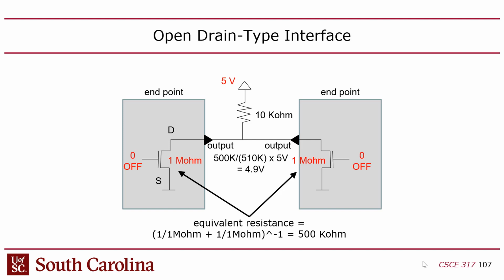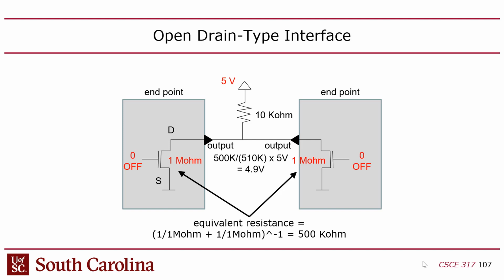You gotta get that right. I've seen these anywhere from 4.7K to 10K, something like that, right? So basically what happens is that if you turn both sides off, so let's say these guys don't want to talk on the bus, or they just want to send a 0 on the bus, then they both turn off their NMOS.